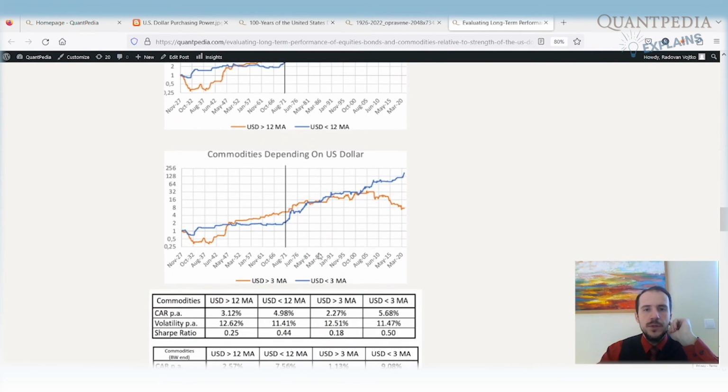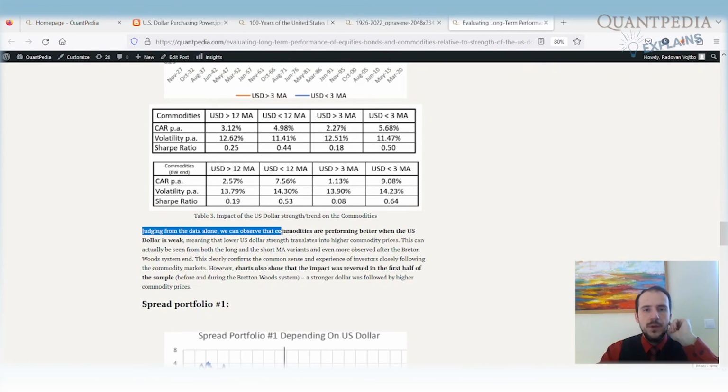And what about the commodities? Judging from the data alone, we can observe that the commodities are performing significantly better when the US dollar is weak. So when the US dollar is under a 3-month moving average, for example, after the Bretton Woods, the commodities have over 9% performance. When the US dollar is strong, so is over the moving average, the commodities will not perform very well. That's really true.